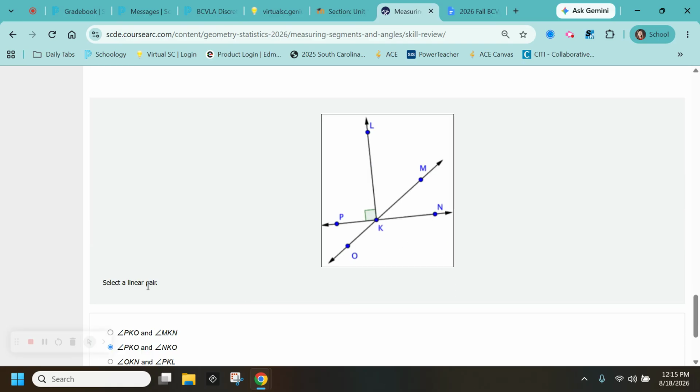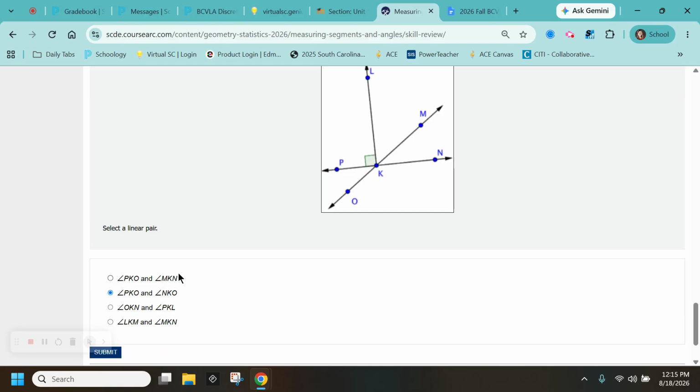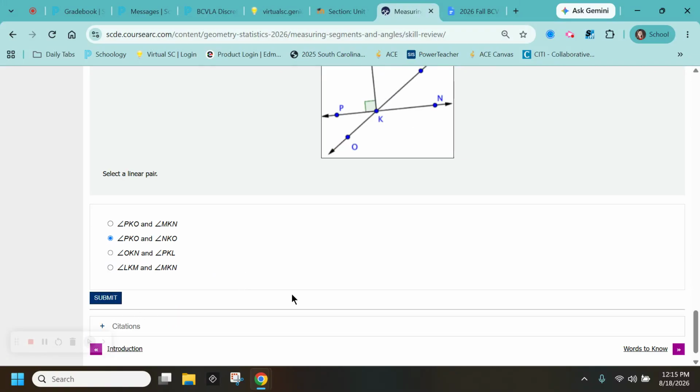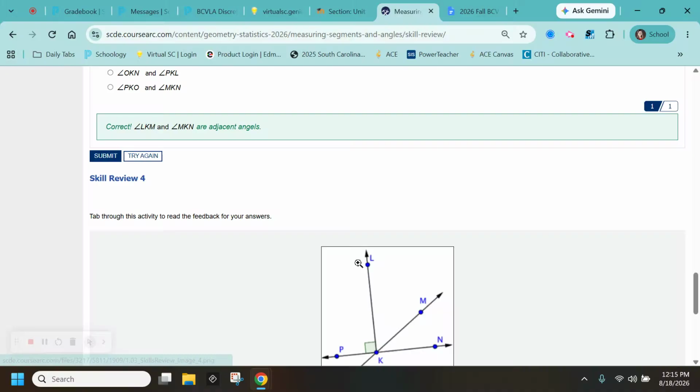Skill review number 4, select a linear pair, so they have to form a straight line when put together. So PKO and MKN, those two are vertical angles. They do not form a linear pair. PKO and NKO, that's this angle here and this one here. Together they form a straight line on PN. So that's our linear pair.